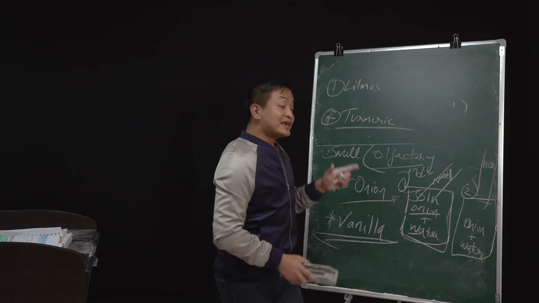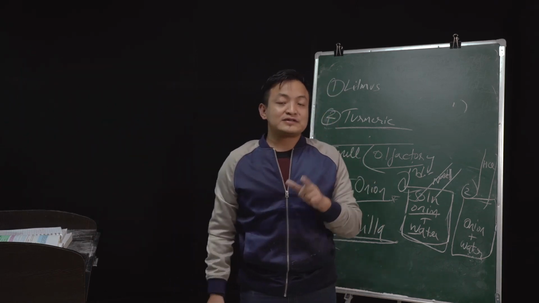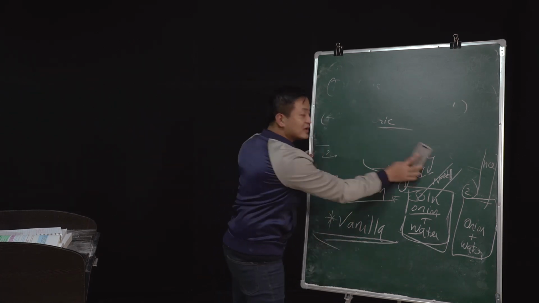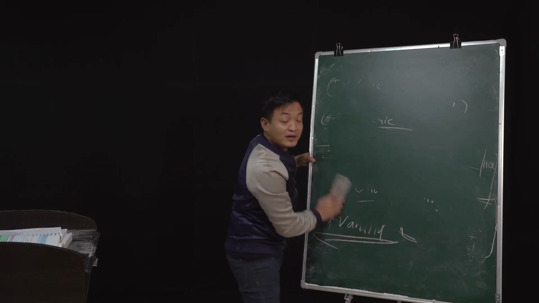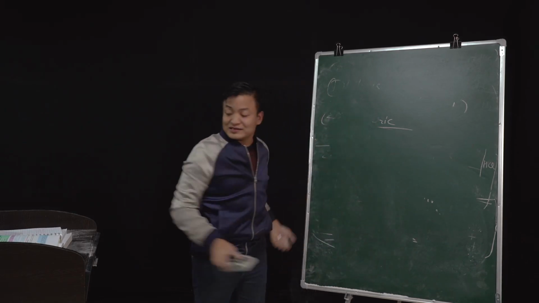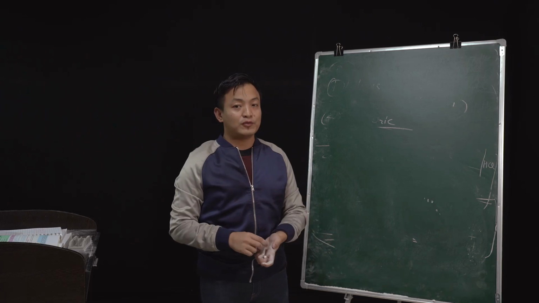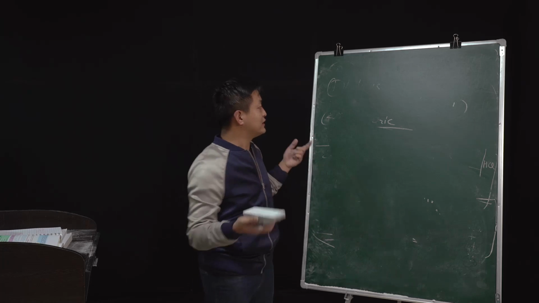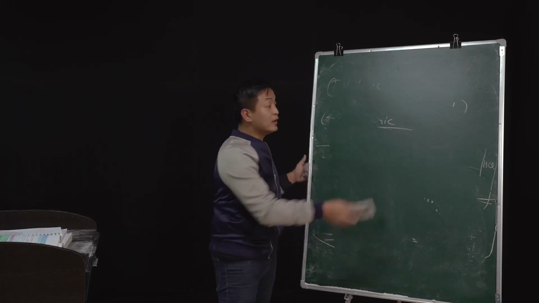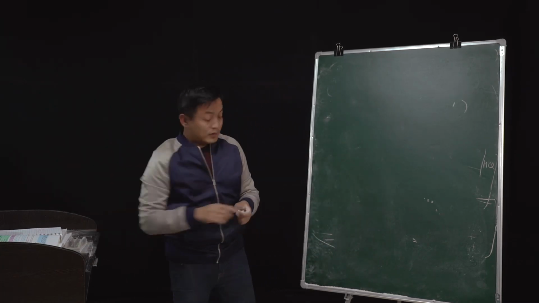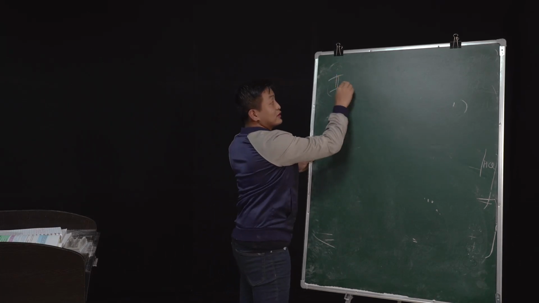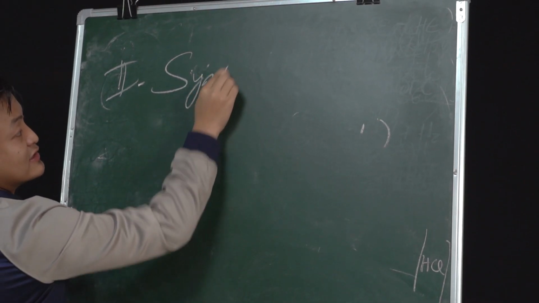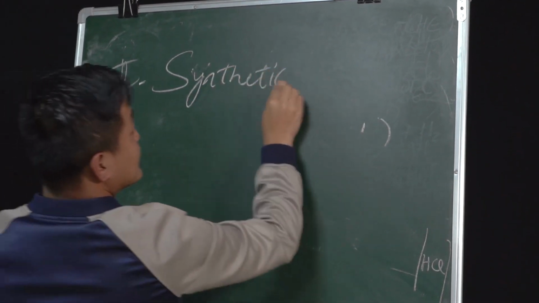Now the second type of indicators which we will talk about is synthetic indicators. When I say synthetic indicator, that means it's man-made, or something prepared in a laboratory. And these days, you all know, anything can be prepared in a lab. So the second type of indicator that we'll talk about is the synthetic indicator.